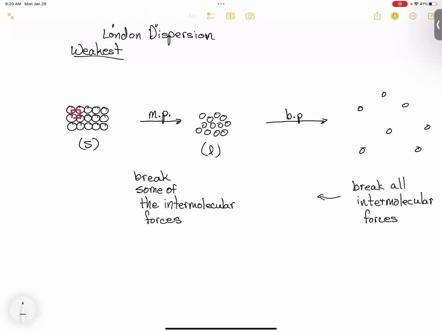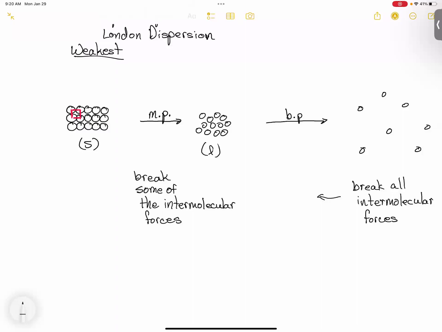Finally, we get to London dispersion. London dispersion is like two people standing side by side. One here, one here. It's going to be easy for me to push them apart because there's nothing really holding them together. London dispersion is a weak force, and so it doesn't take very much energy to shove them apart. Since it doesn't take very much energy, they're going to have low melting points and boiling points.